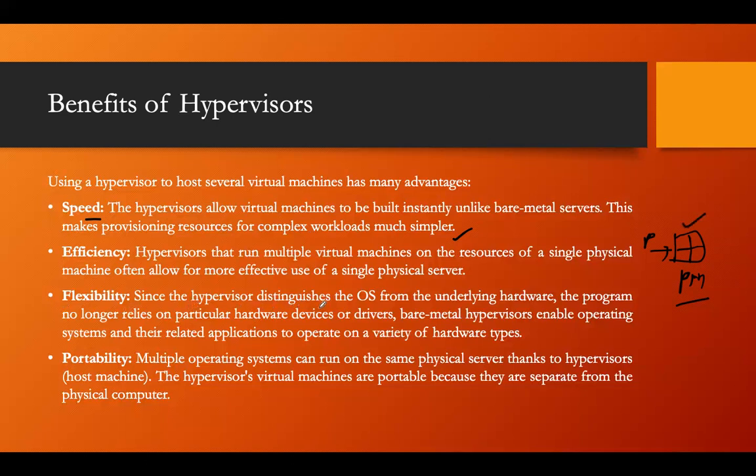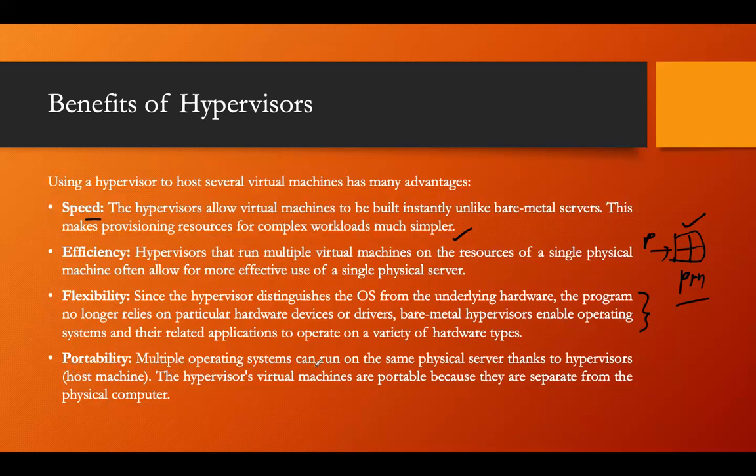Flexibility. Since the hypervisor distinguishes the operating system from the underlying hardware, the programs no longer reside on physical hardware devices or drivers. Bare metal hypervisors enable operating systems and their related applications to operate on a variety of hardware types. Now here we provide different types of hardware to particular virtual machines, right? So depending upon what type we want to use, based on that, we can have the hardware, and this provides the flexibility.